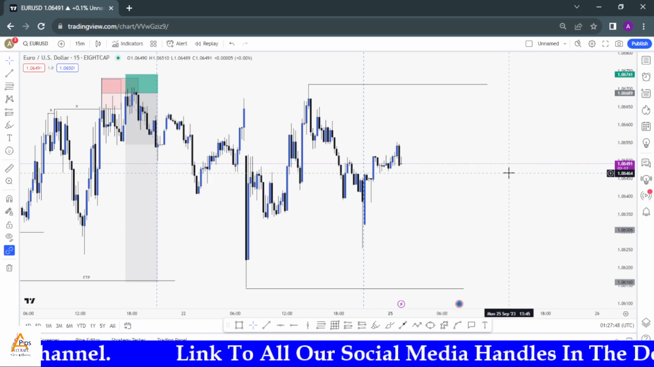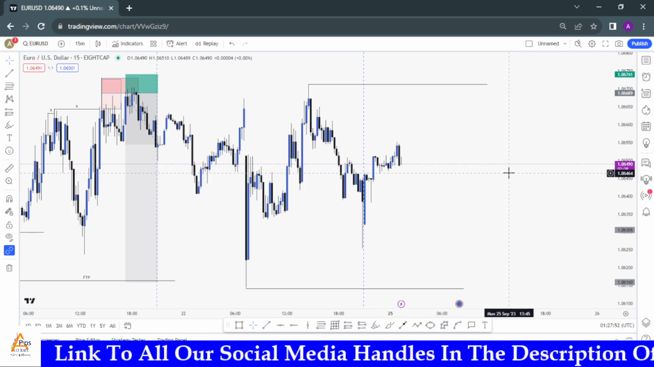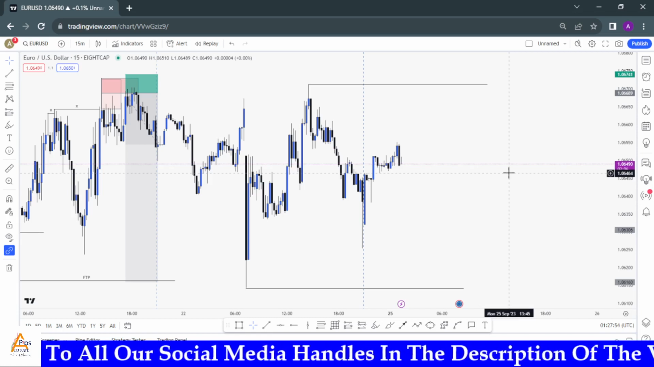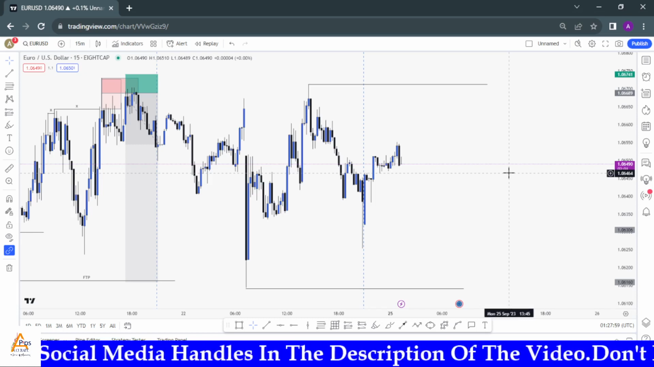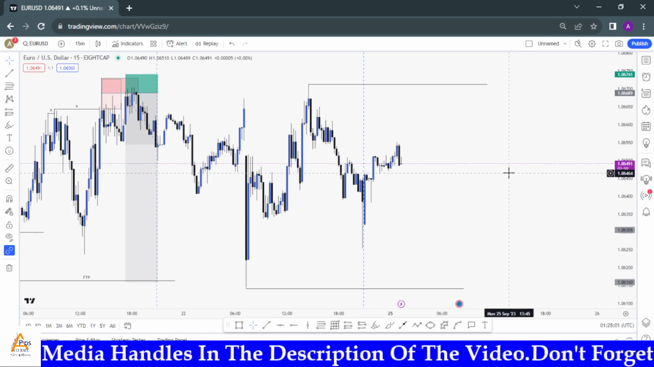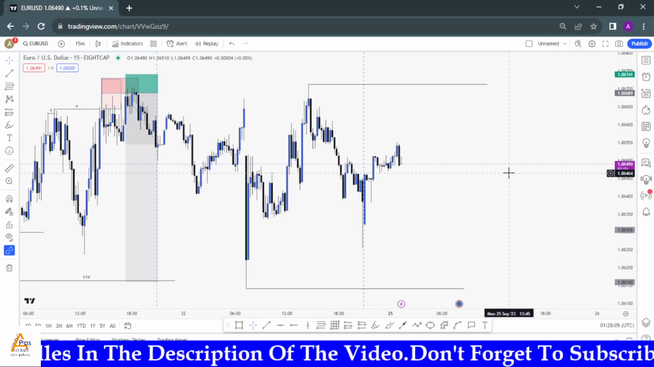If you are to look for ABCD before you make an entry, make sure you look for A, B, C, D before you make an entry. Don't go and say, I've seen A, I've seen B, I've seen C, I've not seen D, but since I've seen these three, let me just risk it. No, that is a gamble. It means you are gambling at that moment.